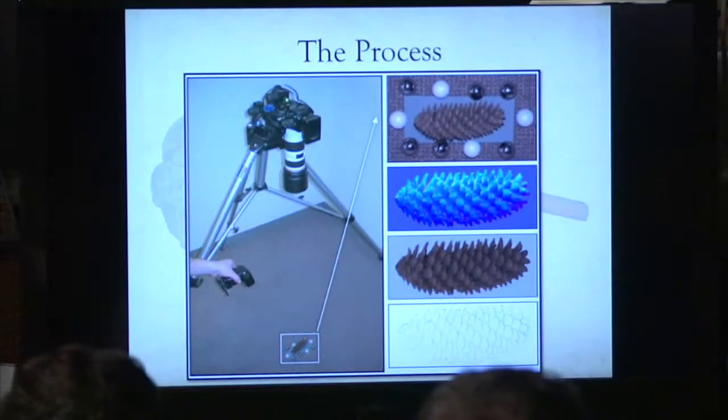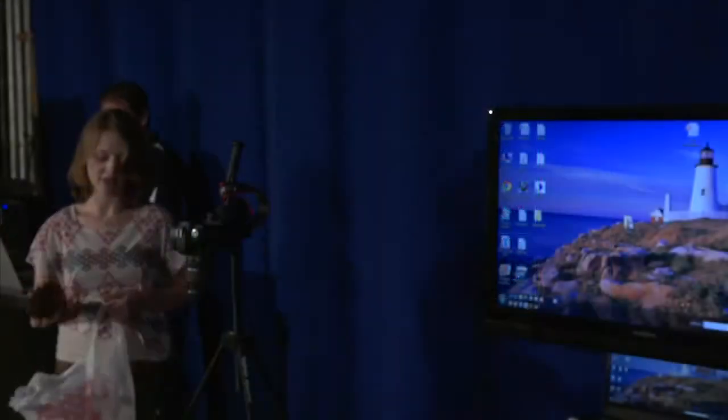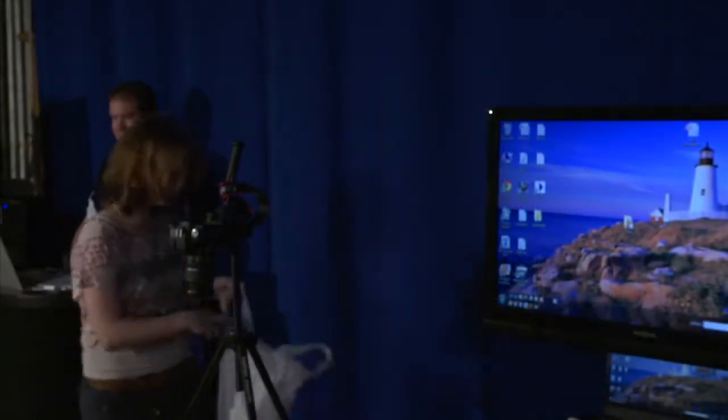Can you hand me my props? As you can see, she has a tripod, and what she will do is take her prop, or whatever she wants to find the surface of. Oh, here. Pine cone. We don't know the function of a pine cone. Do you know the math to draw a pine cone?